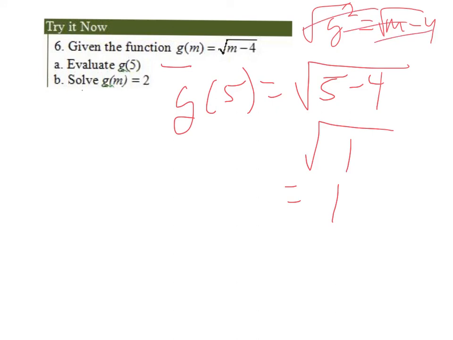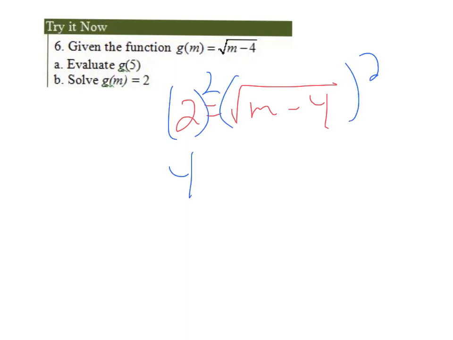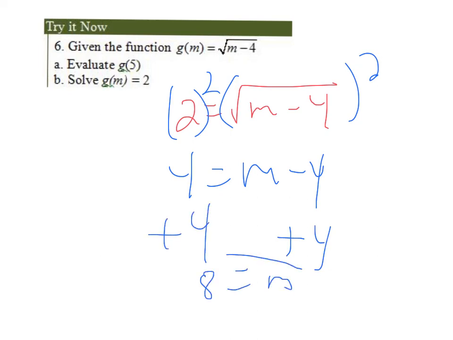Now for the last part here, what are we replacing with 2? If you said the G of M, you're right. So 2 equals the square root of M minus 4. So now what we can do is solve this for M. So we go to isolate the M, so to remove that square root, we're going to square both sides. Then we're going to add 4 to both sides, and that tells me M equals 8, and that's the solution.